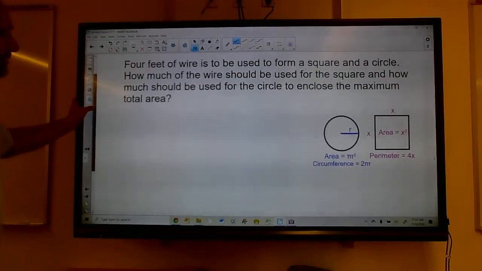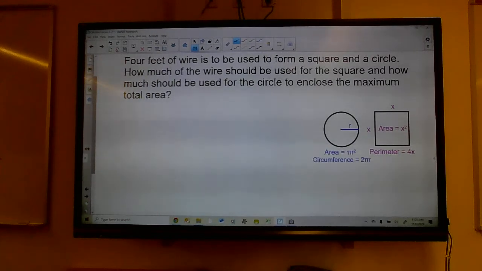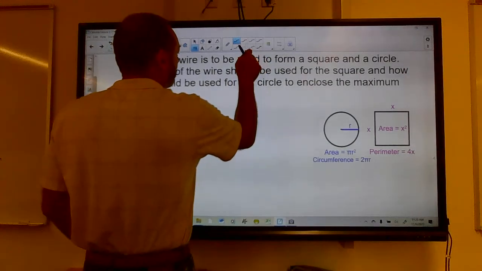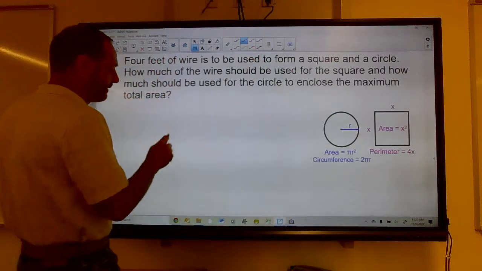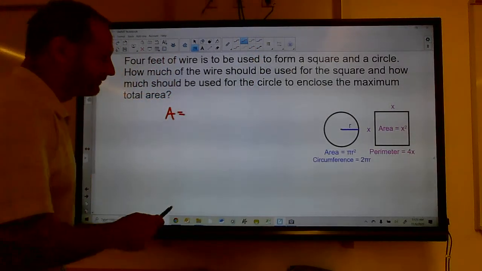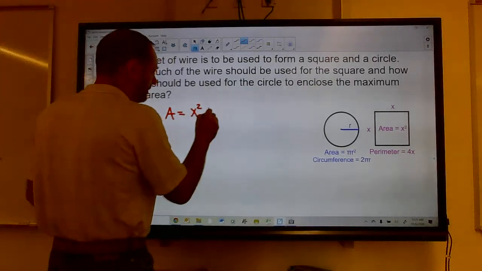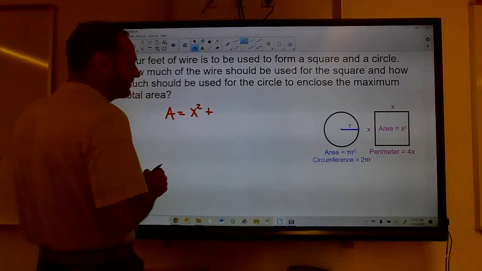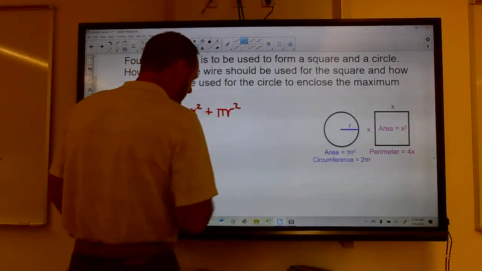Okay, an endpoint maximum. So 4 feet of wire is to be used to make a square and a circle. Okay, how much of the wire should be used for the square and how much should be used for the circle to enclose the maximum total area? Okay, well, first thing is I got to come up with a formula for area. So the area is going to be the area of a square, which is going to be x squared, because I don't know what the side length is, so it's just x, plus the area of a circle, which is going to be pi r squared.